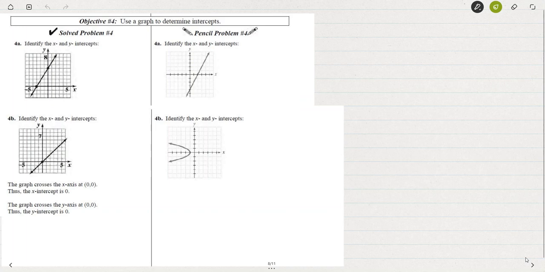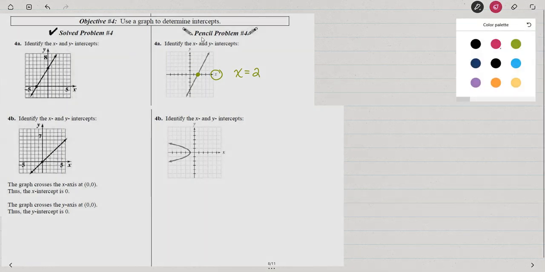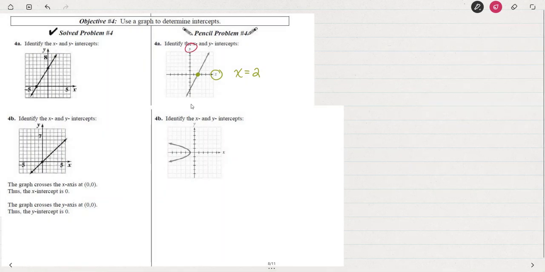Identify the x and y intercepts. Now remember that the x-axis is the axis that goes left and right, and here's our x-intercept. We cross the x-axis when x is equal to 2. So the x-intercept is x equals 2. The y-intercept is when we cross the y-axis, and it looks like that's a negative 1, 2, 3, 4. So y equals negative 4.